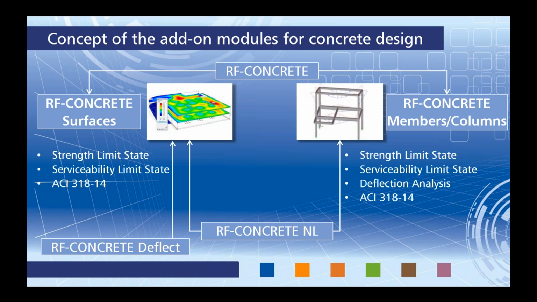Now our add-on modules come into play when you want to do reinforcement design according to the ACI 318-2014 and several other international codes. For our concrete structures, RF-CONCRETE, we have two segments here. On the right-hand side, you can see that we have RF-CONCRETE Members and Columns. If you were present at my webinar about a month ago, I focused on the design of beams and columns for strength and serviceability limit state design. We also took a look at deflection analysis according to the ACI 318-2014. So this is really only for framework type structures.